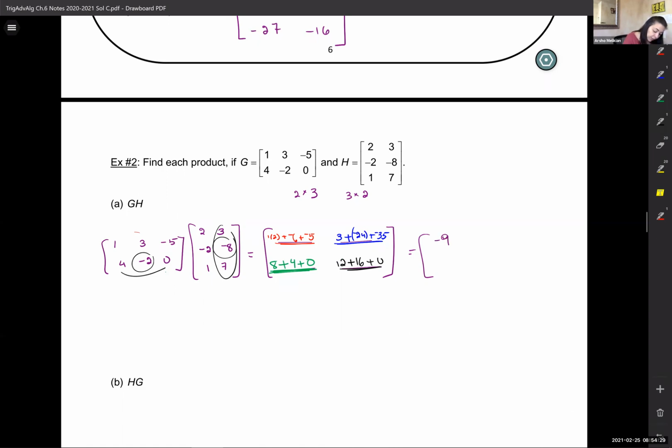And then what are we going to get here? 3 minus 59, so negative 56, 12, 28.